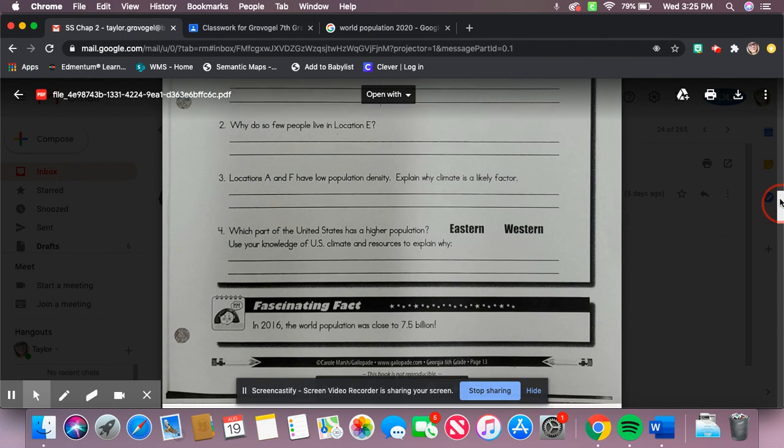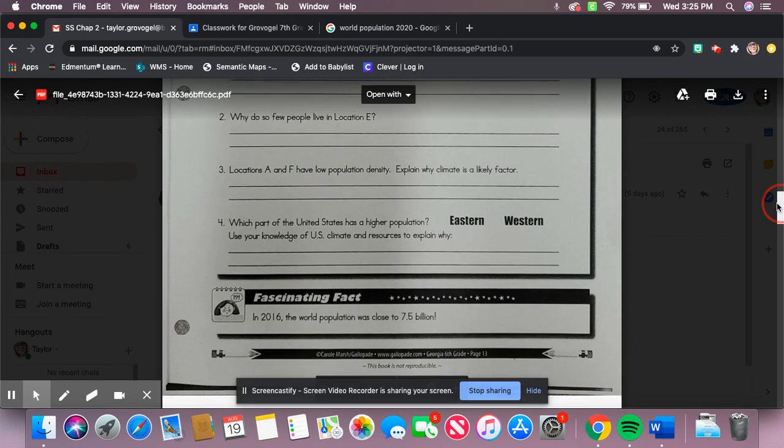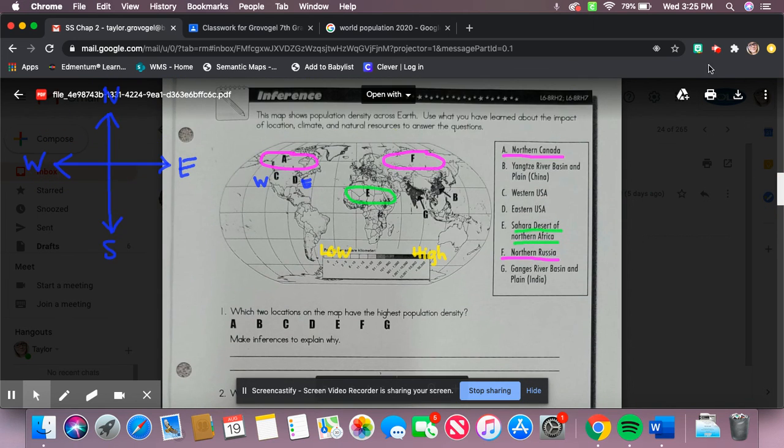So, since you guys did a great job using your brain and being able to write out these inferences, this is all we have for social studies today.